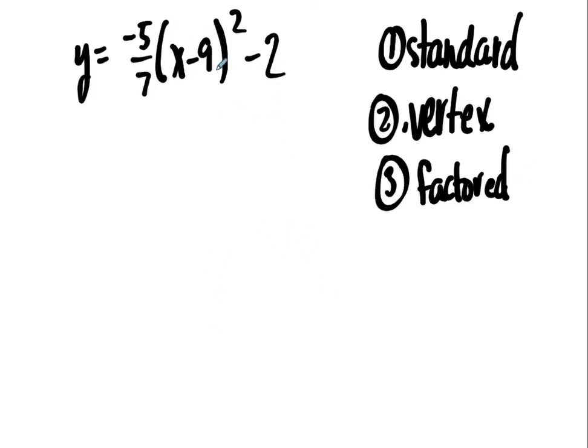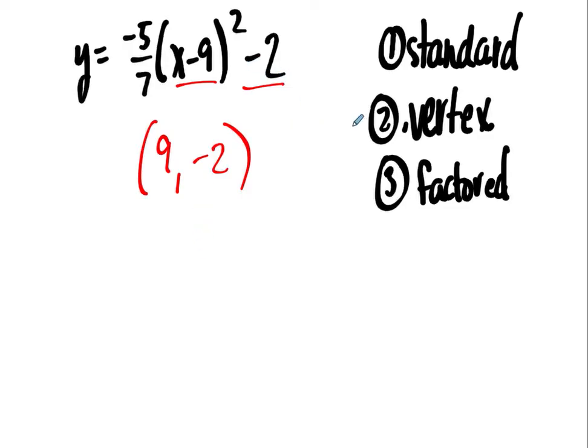Okay, so this form right here is which one? Standard, vertex, or factored? Vertex. Very good. So to find the vertex, you take the opposite of that number, and you take that number. That's your answer. So you'd have to do no work.